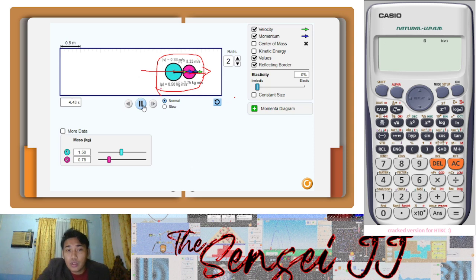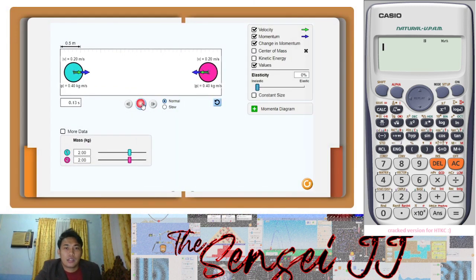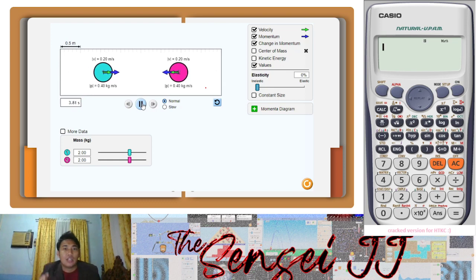But their momentum will be different, which is 0.5 kilogram meter per second for ball 1 and 0.25 kilogram meter per second for ball 2. But their mass will still be the same. Nothing has changed. Okay, so let's move on to the next example of inelastic collision. Sir, question: if an inelastic collision has the same value of momentum, what will happen? Same value? Let's watch this one, guys.